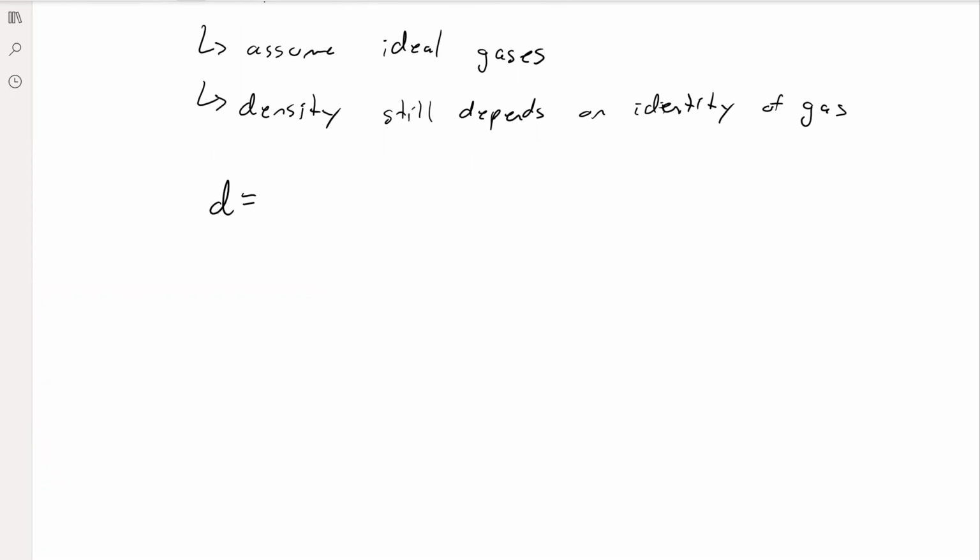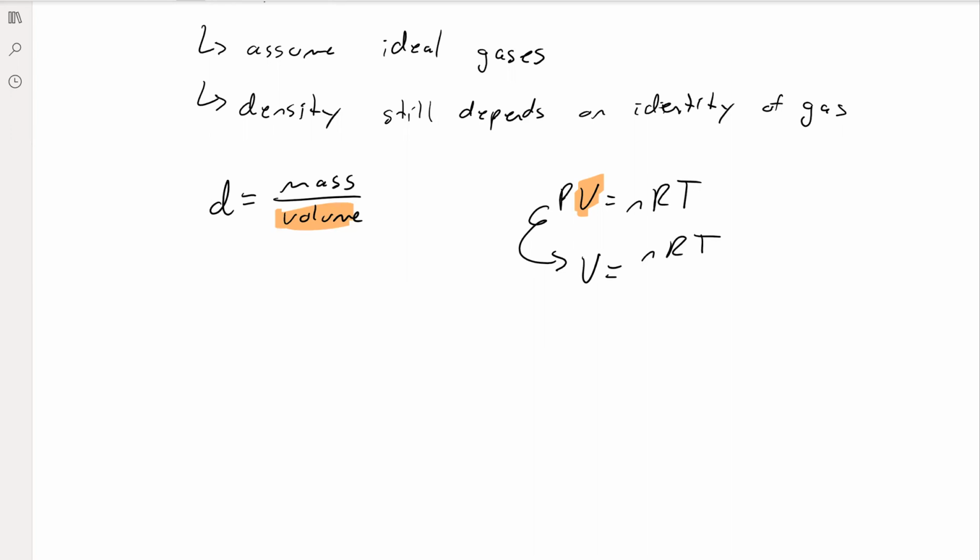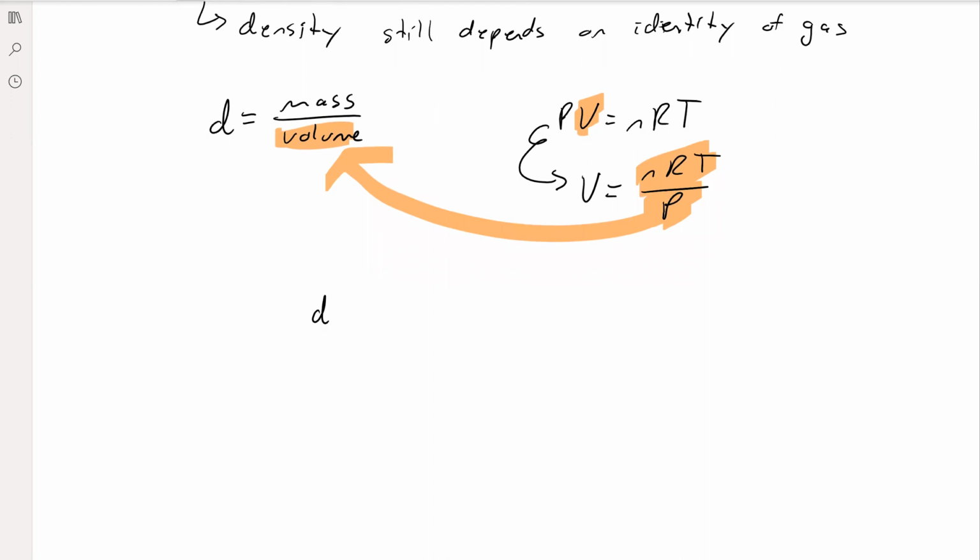So we have our density is equal to our mass over our volume. And then we have our ideal gas law, PV equals nRT. And what we notice is that we have volume in both of them, right? So one thing we could do is rearrange one equation and then substitute one equation into another. For example, we could rearrange this equation to get V equals nRT over P. And then we could take this whole nRT over P and plug it into this volume. When you do that, you'll get density is equal to mass times the pressure over nRT.